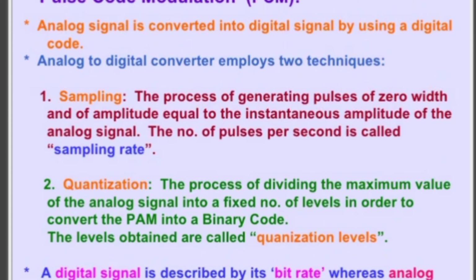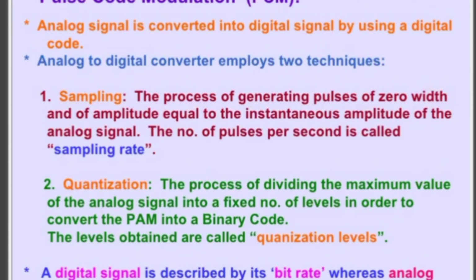An analog signal is converted to a digital signal in two ways: one is sampling, another one is quantizing. Sampling is converting the instantaneous amplitude of the analog signal into a number of pulses per second. It is known as sampling. Quantization is the process of dividing the maximum value of the analog signal into a fixed number of levels in order to convert the PAM into binary code. These levels are called quantization levels.